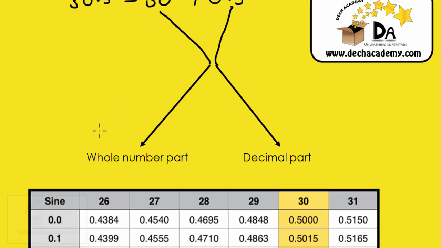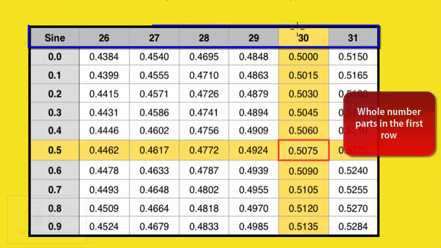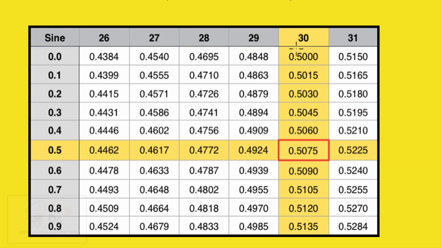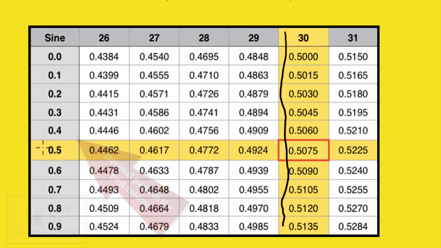Now what you do is you locate 30, the whole number part, and you highlight the column, or you can just draw a line with a pencil and your ruler. And then you locate the decimal part, which is 0.5. All the numbers in the left hand column have decimal points. They represent the decimal parts of the number you're looking for. The numbers in the first row represent the whole number part of your number.